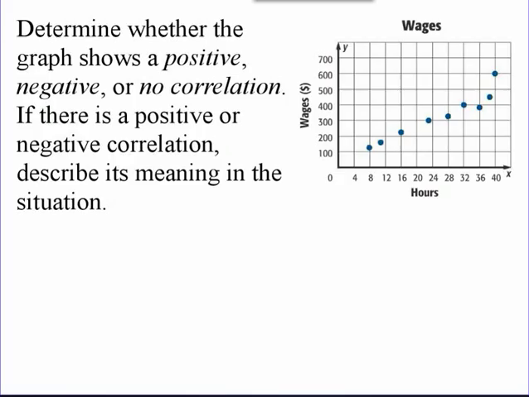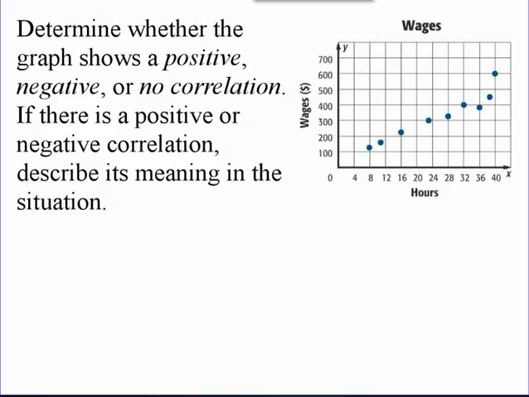If you look here at this graph, it says determine whether the graph shows a positive, negative, or no correlation. If there is a positive or negative correlation, describe its meaning in this situation. In your groups, you've got a minute. Go.